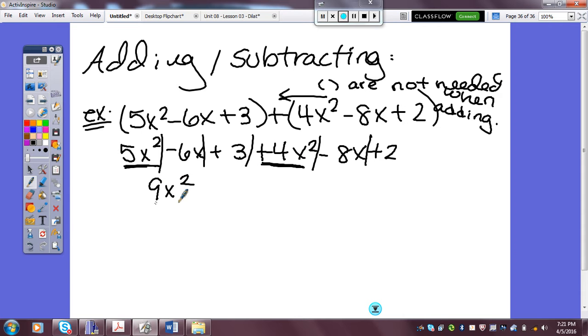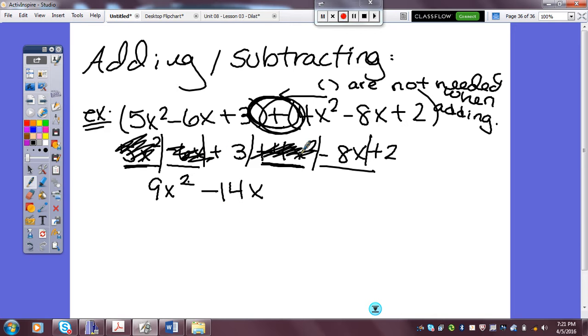Now, why is this not 9x to the 4th? The only time you add exponents is when you're multiplying. And look up here, this tells you you're adding. So I'm not adding exponents. Exponents stay the same. So cross out, cross out. Now look at negative 6x. What can I add with negative 6x? Ooh, negative 8x. And you get negative 14x. Cross it out, cross it out. Again, I didn't say x and x made x squared because I'm not multiplying, I'm adding.